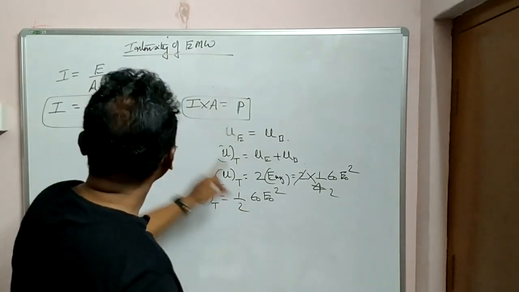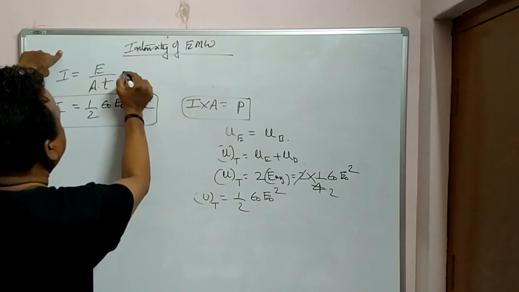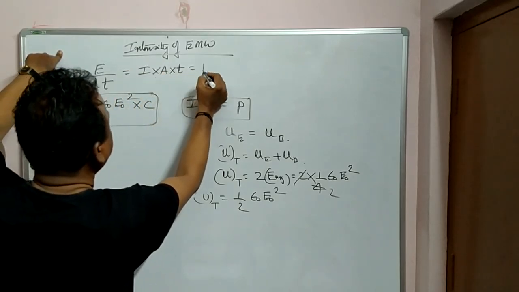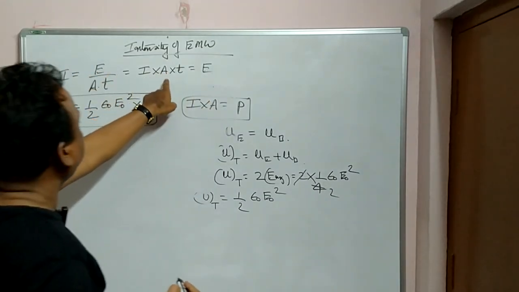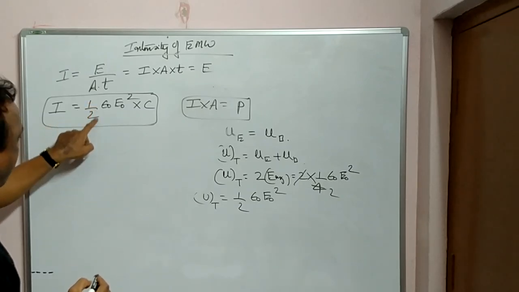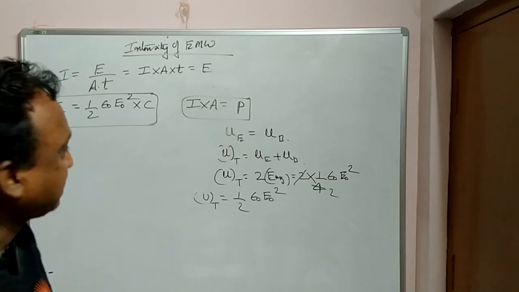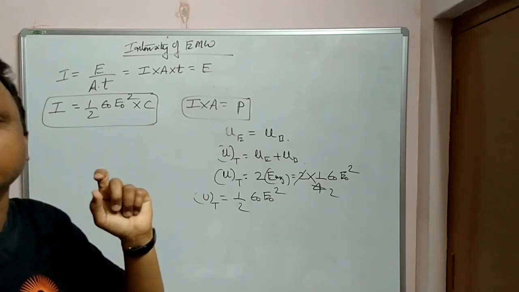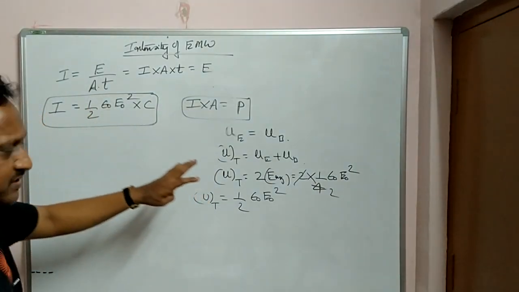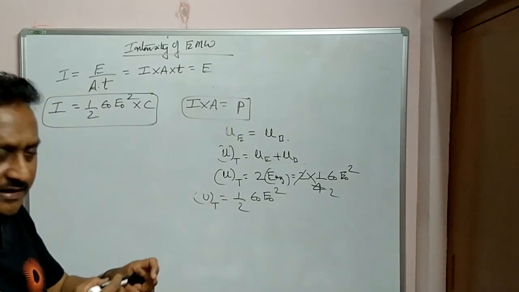Okay, now I can get the intensity formula. See, what is intensity? Energy per time. You can see here, ఈ equation పైన, intensity into area into time is equal to energy కదా. So intensity I can also write as half epsilon naught E naught square into C. This formula is very good. It is used in numericals, please. Please note down. So intensity of an electromagnetic wave I can write as 1 by 2 into epsilon naught E naught square into C, where C is the velocity of light, that is the speed of light.